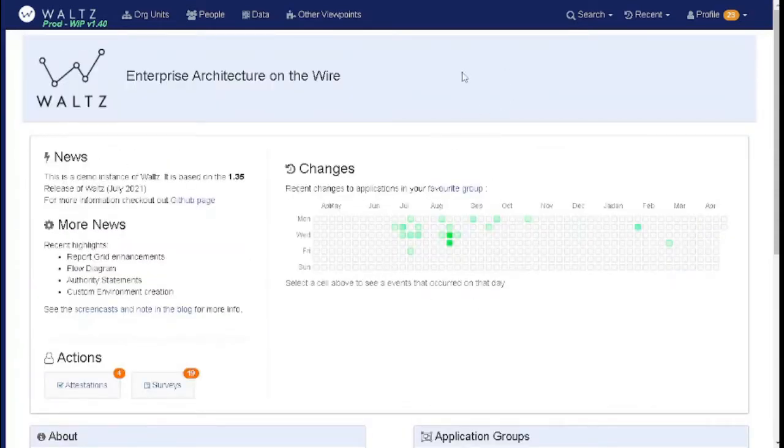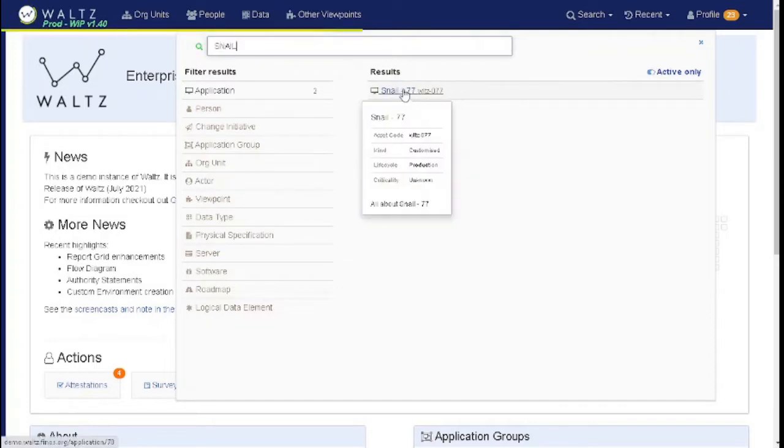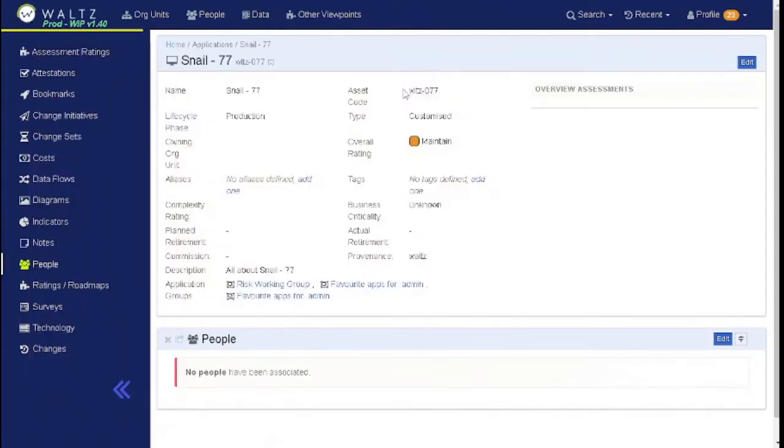Okay, so let's just kick off. So I guess right from the top, you can see here we have different viewpoints that are defaulted. So we have organization units, people, a data taxonomy, and also other viewpoints within the application. And the best way to find this is to look for an application and look at the lens there. So we'll search snail. Obviously this is demonstration information, and we can open the application.